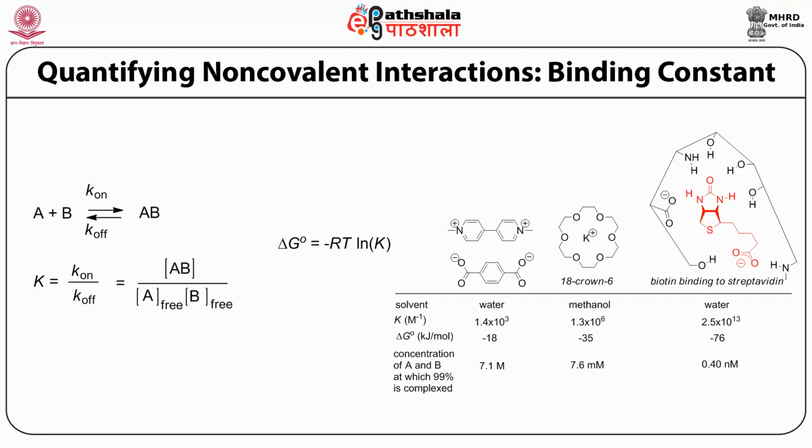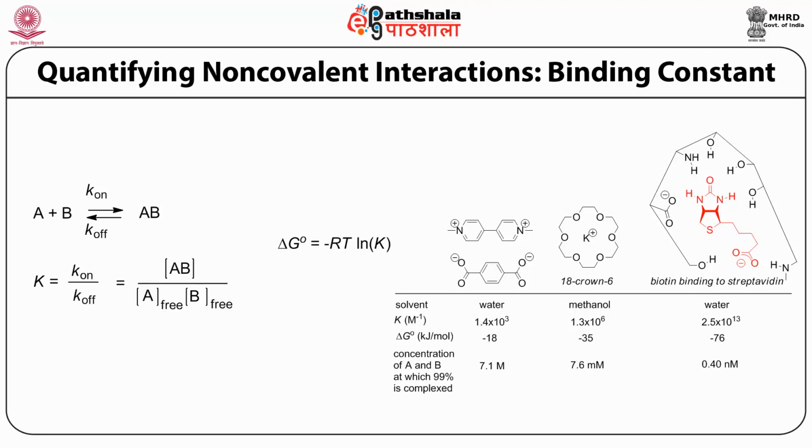If you look at the three systems, the first one being the diaminopyridinium system interacting with diacid, the second one where 18-crown-6 ether is interacting with a potassium ion, and the third one where biotin is binding with streptavidin, we can see that the association constant for all three complexes is quite different. In fact, for the case of biotin binding to streptavidin, the association constant is in the order of 10 to the power 13.